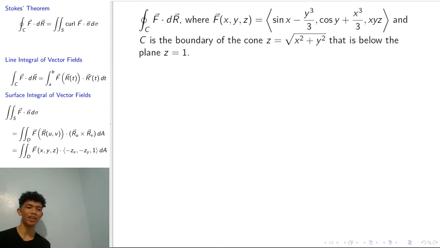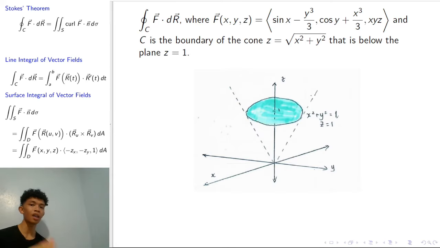For this example, your vector field f is given with the components sine x minus y cubed over 3, comma, cosine y plus x cubed over 3, comma, xyz, and your C is the boundary of the cone z equal to square root of x squared plus y squared that is below the plane z equal to 1. Essentially, your C is a circle on the z equal to 1 plane of radius 1.